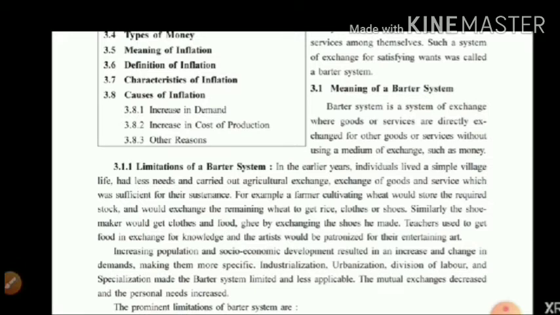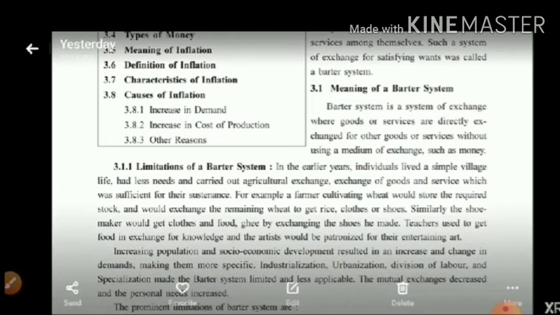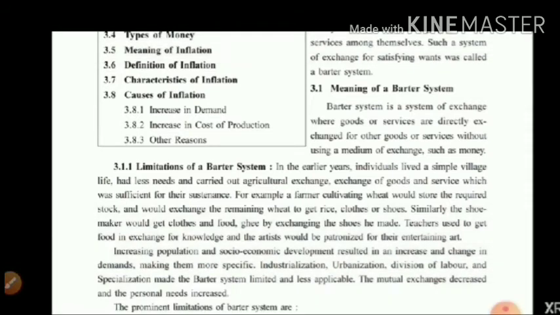But as time passes, with an increase in population and socio-economic development, there would be a change in demand. Industrialization, urbanization, division of labor and specialization made the barter system more difficult and less applicable. So here one should consider a 2-marks most important question: why is the barter system becoming less applicable? In that you have to write the limitations like development of population, meaning increasing population, socio-economic development due to industrialization, urbanization, division of labor and specialization. Due to this, the barter system becomes less applicable, for 2 marks.